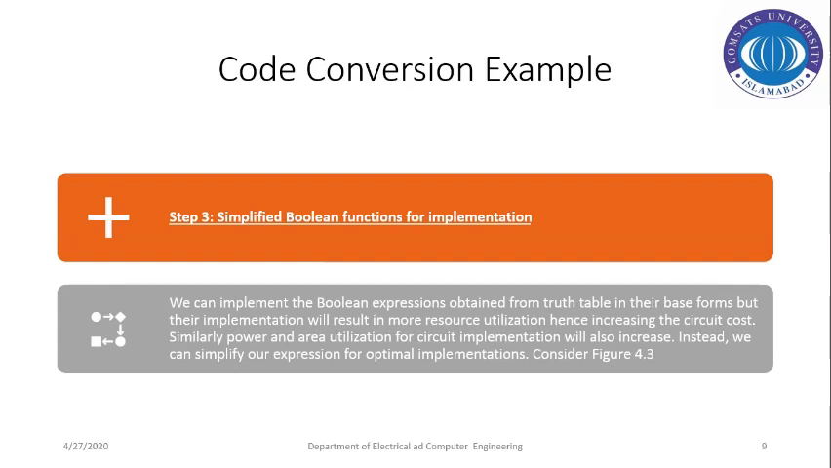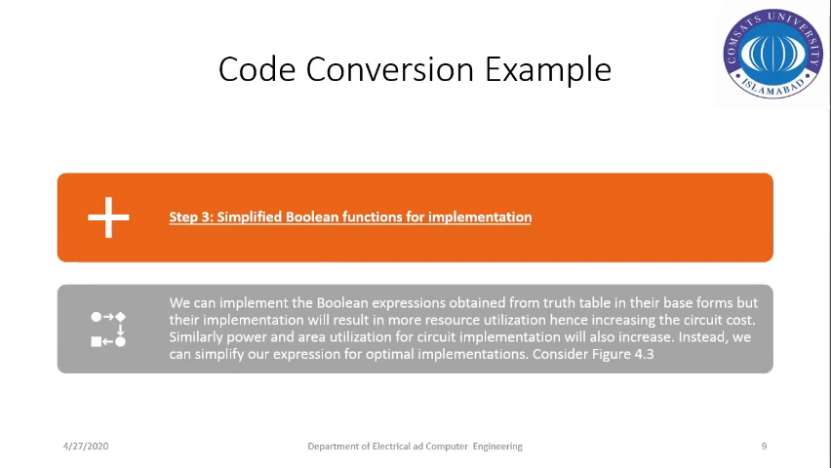More number of resources, because the cost is directly related to the number of resources. More number of discrete components, and those components do possess some cost. So bigger the circuit is, more number of resources are, more costly the circuit is. And similarly, the power and area utilization for the circuit implementation will also increase. So to avoid that, to implement the circuit in the best optimal way, we use those techniques which are used to simplify our expression for the optimal implementation.